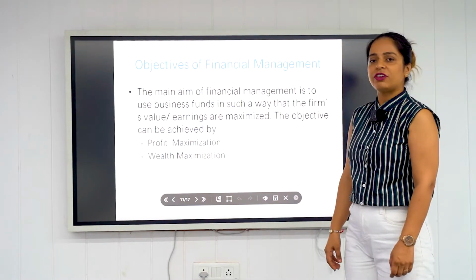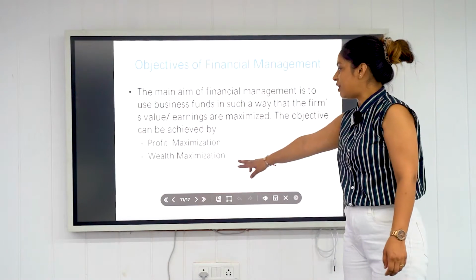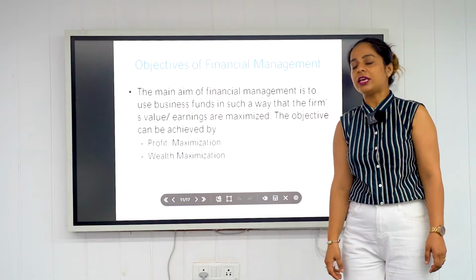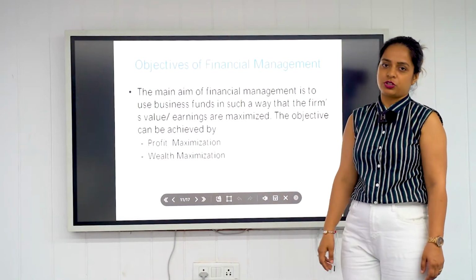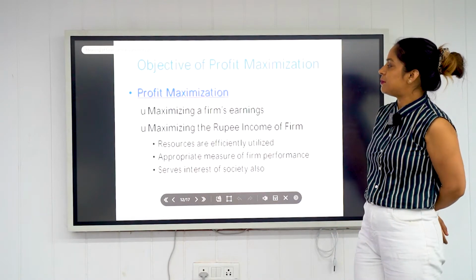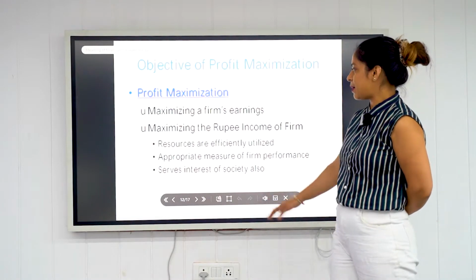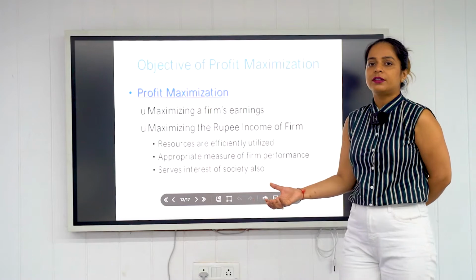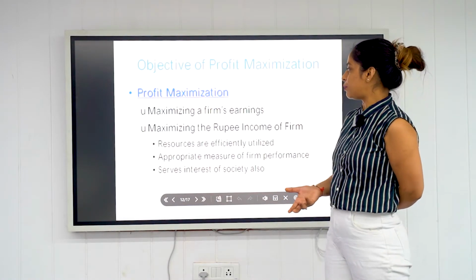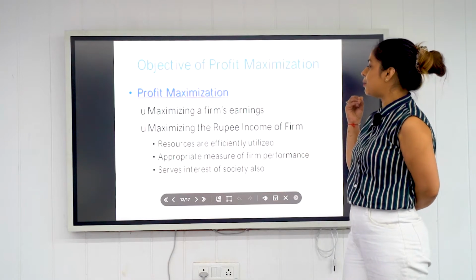So that is why we are more focusing upon the wealth maximization approach. Traditionally we focus on the profit maximization approach also. Then what is profit maximization? Maximizing a firm's earning, right? To increase the profits, to increase the returns from the profit, maximize the rupee income of the firm.